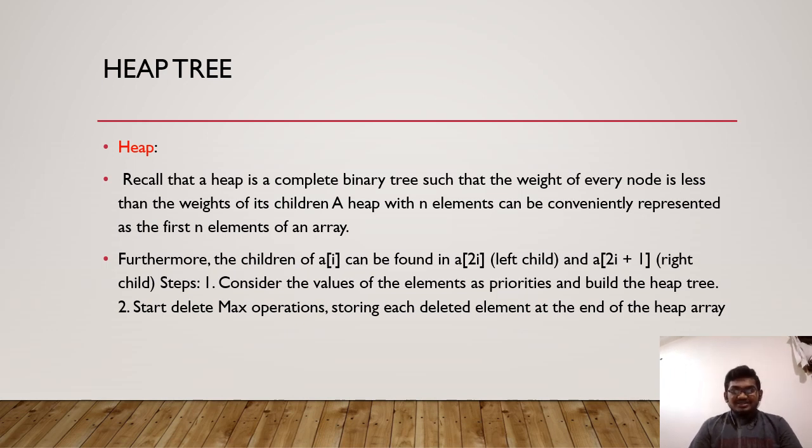Heap. Recall that a heap is a complete binary tree such that the weight of every node is less than the weights of its children. A heap with n elements can be conveniently represented as the first n elements of an array. Furthermore, the children of A[i] can be found in A[2i], the left child, and A[2i+1], the right child. Here consider the values of elements as priorities and build the heap tree. Perform delete max operations, storing each deleted element at the end of the heap array.